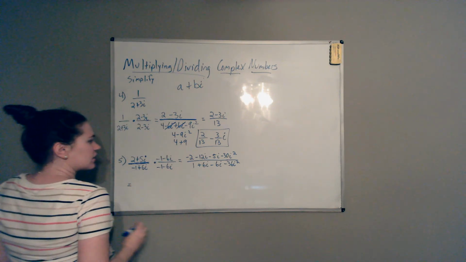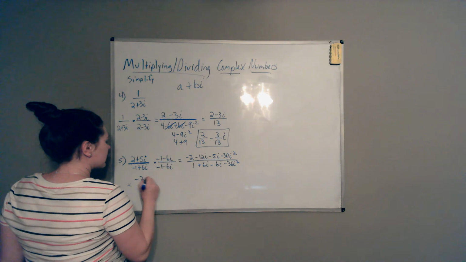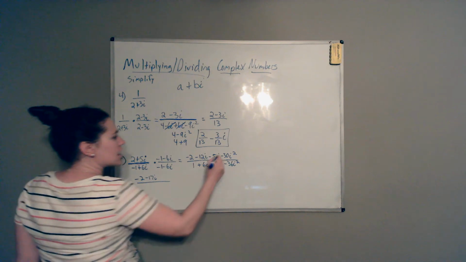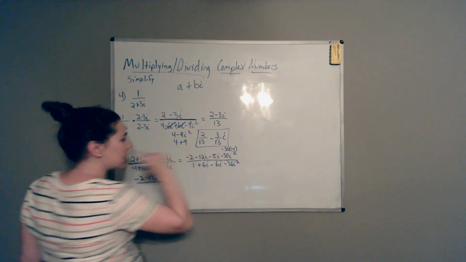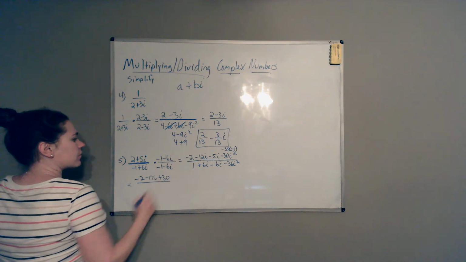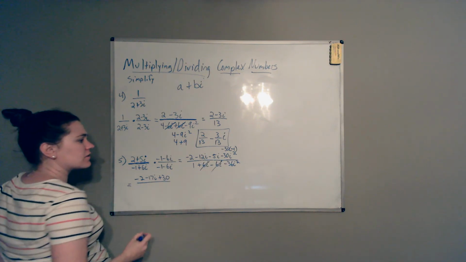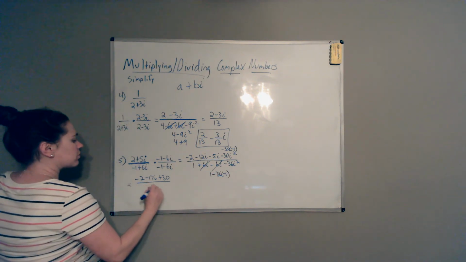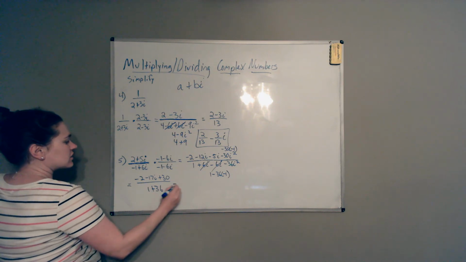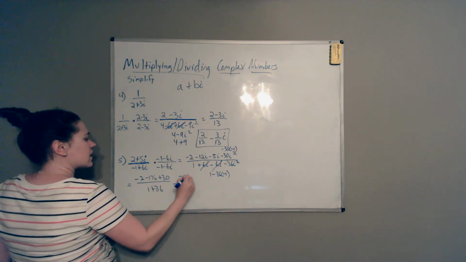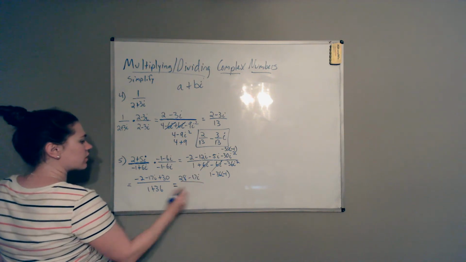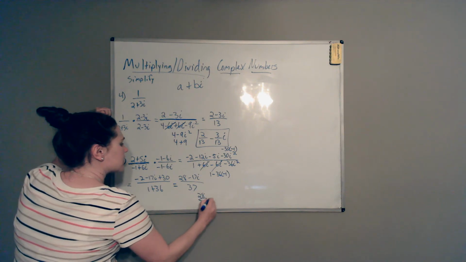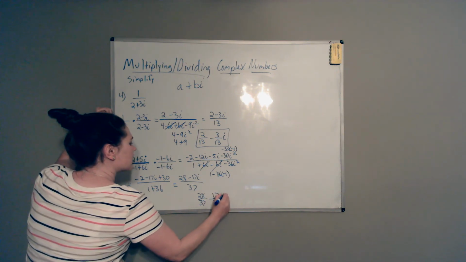Now let's start cleaning things up. In the numerator, I have negative 2, negative 12i, and negative 5i, that's negative 17i, and negative 30i squared, that's negative 30 times negative 1, that's positive 30. In the denominator, 6i and negative 6i cancel. This is 1 minus 36 times negative 1, that's 1 plus 36. So I can clean this up a little bit. Negative 2 plus 30, that's 28 minus 17i all over 37, and now we just break this up. This is 28 over 37 minus 17 over 37i.